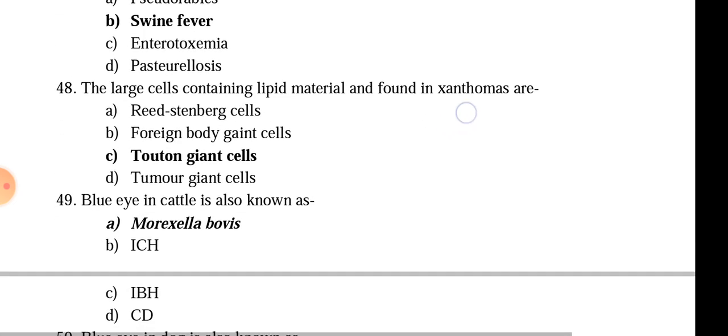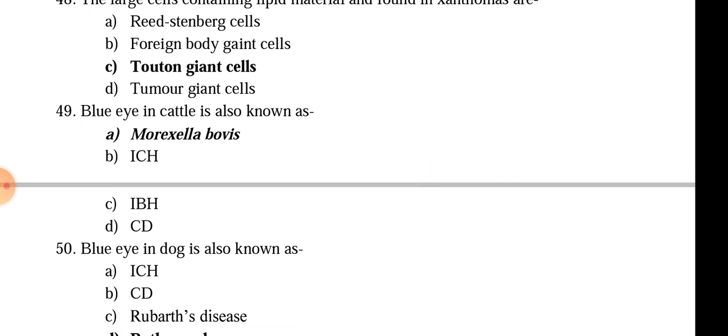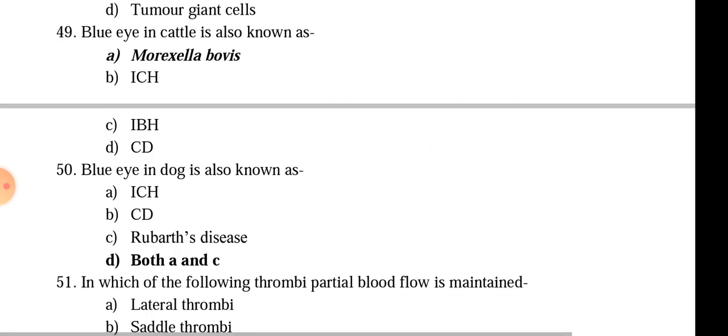Blue eye in cattle is caused by Moraxella bovis. Blue means cyanotic; any organ that is cyanotic, or any disease in which there is cyanosis, is called blue. Cyanotic tongue is also seen in bluetongue disease, so it is called bluetongue or cyanotic tongue. Blue eye in dog is also called ICH, or Rubarth's disease. ICH means infectious canine hepatitis.